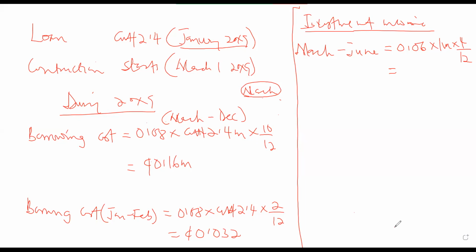$0.02. Okay, let's look at January, February, the expensing period. So that will be 0.06 times 1 million times 2/12. Why are we using 4, not 2? Sorry, it's supposed to be 2.